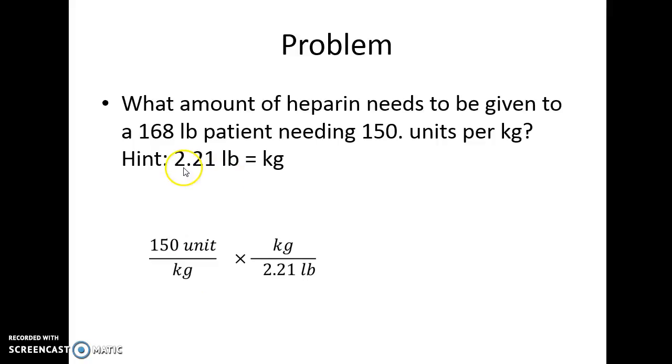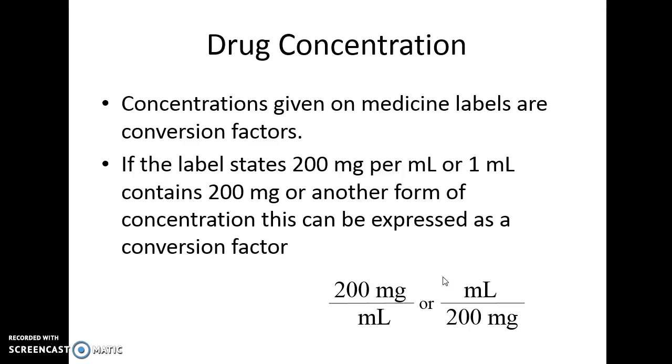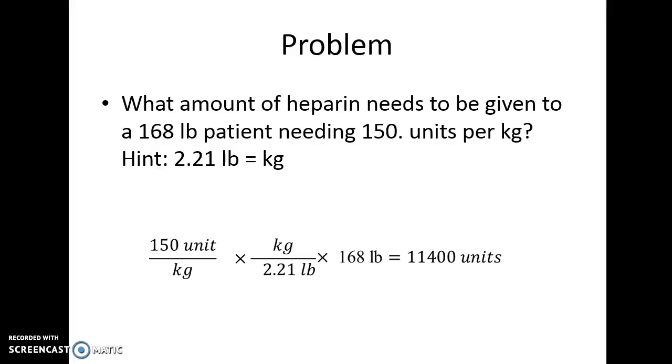The 2.21 is with pound, so we must in the fraction make sure 2.21 is with pound. Then what we do is multiply by the number of pounds. You see kilograms cancel, pounds cancel, and we end up with the number of units of heparin that we have to give. You might be looking at that word unit and wondering, what is unit?